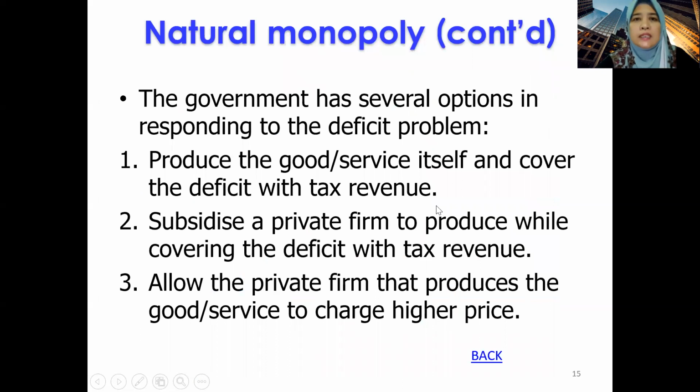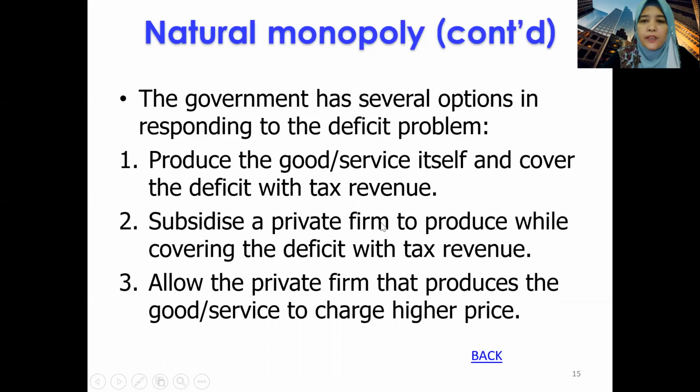So the government has several options in responding to the deficit problem. Just now we mentioned there's a deficit between the price paid and the cost incurred in the beginning, because the cost starts very high, and then gradually over time the average cost will decrease. So how does the government address the deficit? The government has several options. The first one is to produce the good or service itself and cover the deficit with tax revenue. That's what they do sometimes. The government provides the water, but at the same time covers the cost of providing the water at a low cost by taxing in other areas, taxing the companies on the incomes from their business activities, and from us, our income tax, and so on.